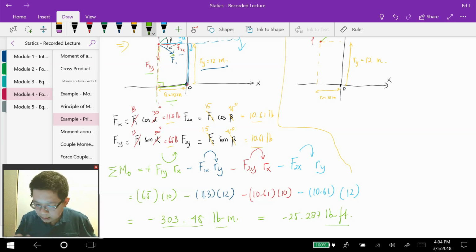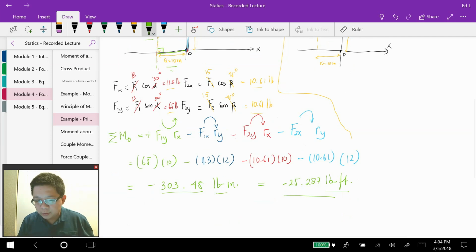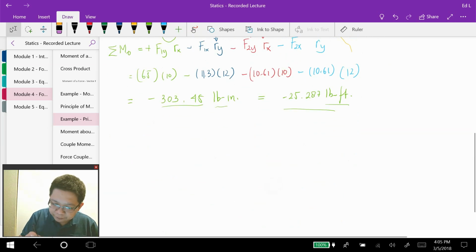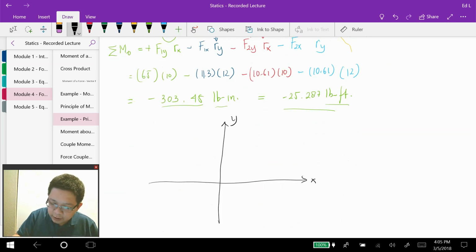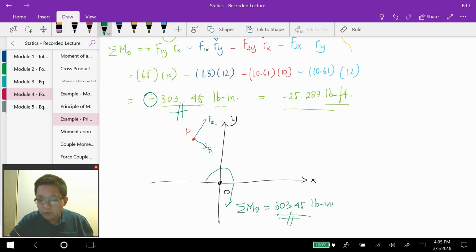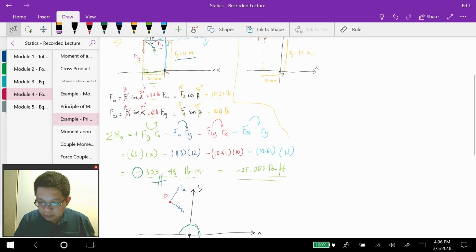Alright, and with that we already calculate the moment about point O, and really if I can draw another sketch right there. So this is X, this is Y, this is O, and this is point P. So we have our force F1 and F2, and that sum of moment about point O is equal to negative 303.45 pound inch. And the negative sign right here tells us that the direction of the sum of moment is clockwise.